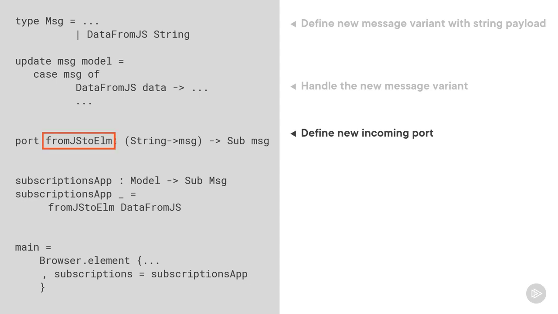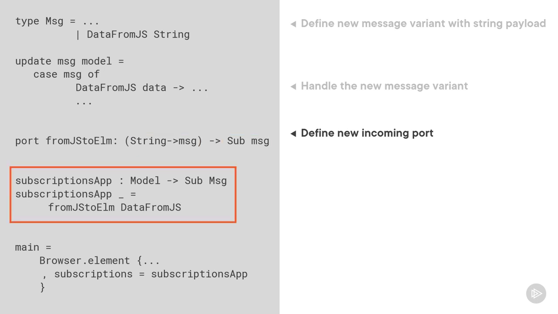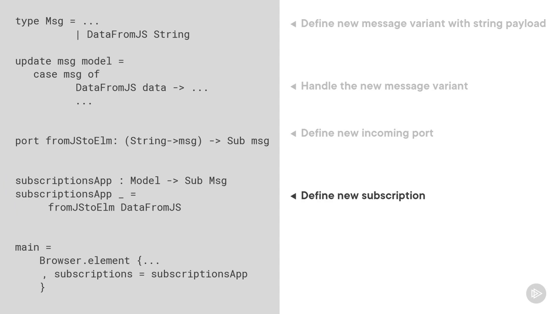Third, we need to define a new port for the incoming string values from JavaScript. The port has a suggestive name, which is clear about the data flow from JavaScript to Elm. The port expects a message variant with a string payload, and it returns a subscription with a placeholder message. Fourth, we need a subscriptions function that takes the model and returns a subscription with the actual message. We don't use the model in this basic example, we just call the port with a new message variant so that the new message variant is generated when data arrives from the incoming port.